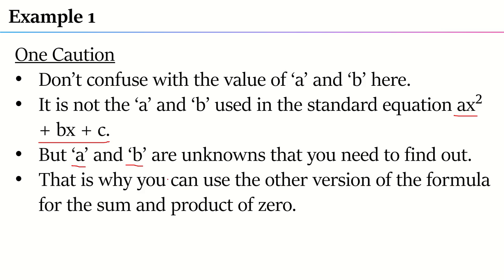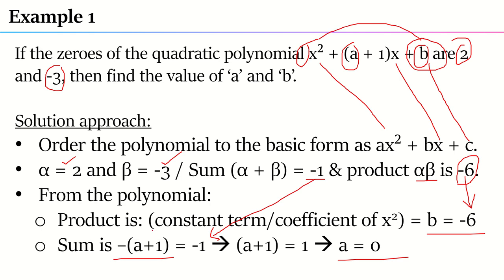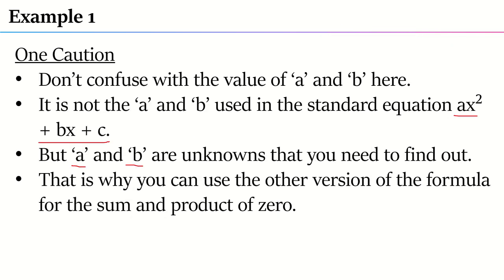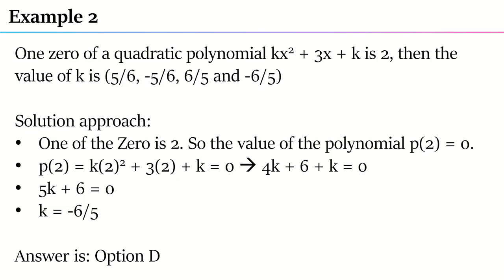So when you have difficulty using the formula, whether it is the sum of the zeros is minus b by a and the product is c by a, you have a confusion between the a, b, c used in the formula as well as the unknown a, b, c. That's where this format of the formula comes to your rescue. Constant term divided by coefficient of x square, that is the product. So that formula you have to apply and solve the problem. So going to the second example, they have given one of the zeros of the quadratic polynomial as 2.